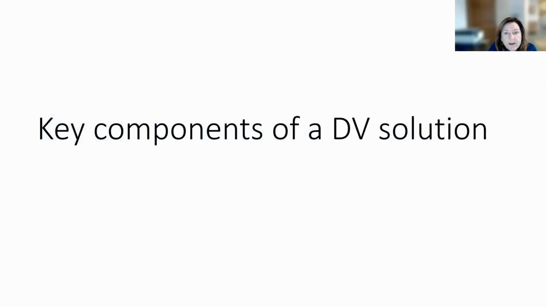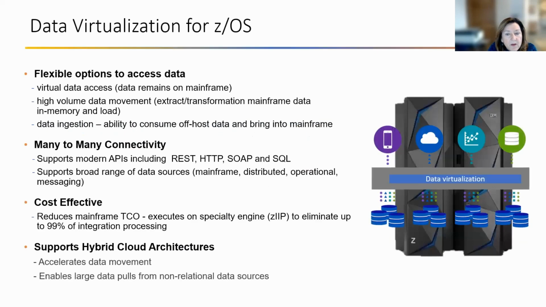Now let's talk about the DV solution itself. Data virtualization needs to provide flexible options to access the data. Remember, the data is remaining on the mainframe. High volume data movement is very important, especially as we're looking at data analytics, decision making, and payment processing as an example, and then data ingestion, the ability to consume off-host data as well.